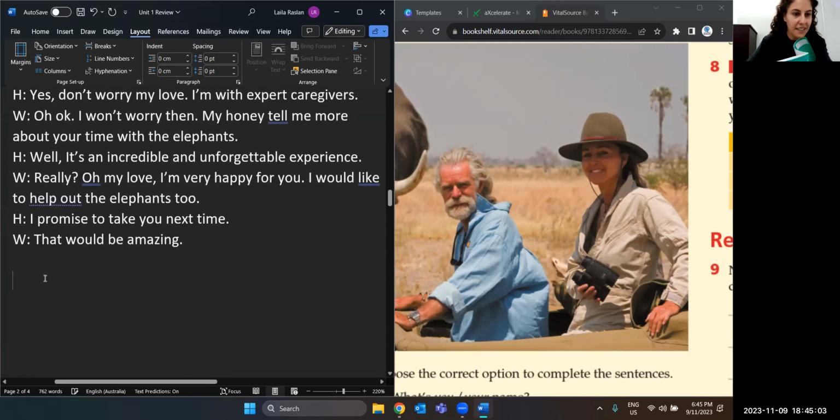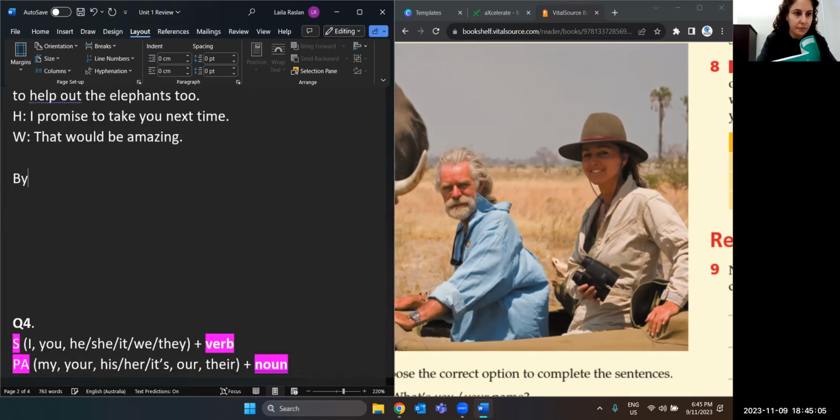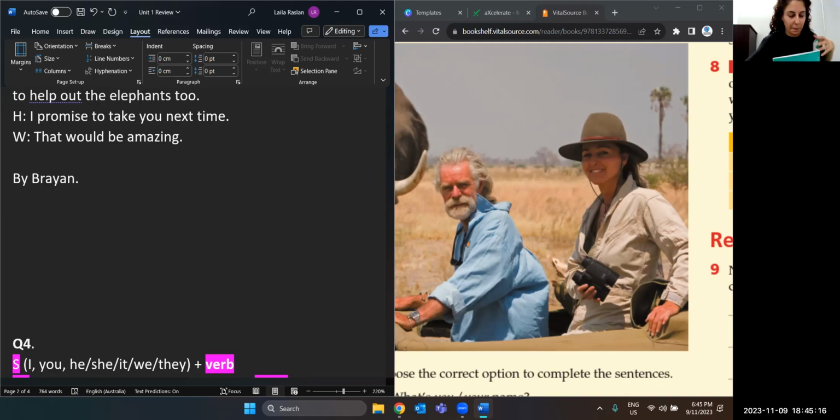Okay, so this will be the last one. Okay, good. So the husband says, "Hey, love." I might do H because it's a lot easier, I think. So, "Hey, love, look at this elephant."